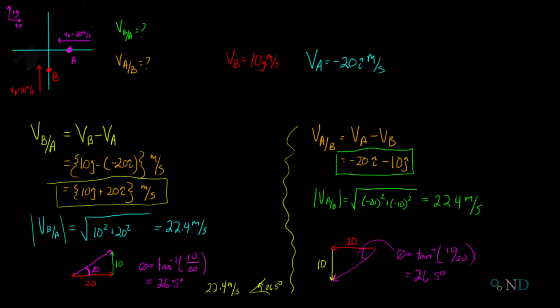And you notice right here that the two relative velocities are just equal and opposite. So the relative velocity of A with respect to B is equal to the negative, the opposite, of the velocity of B with respect to A.